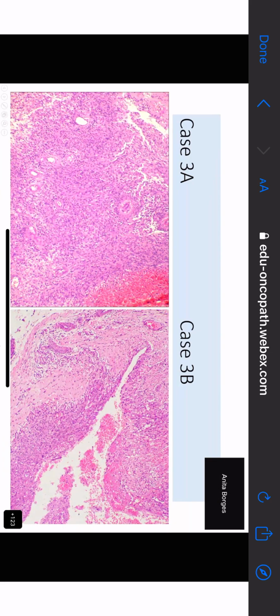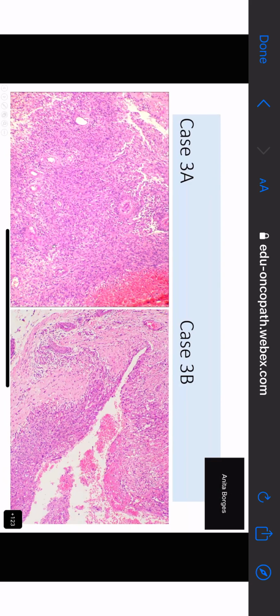And now you can see both at reasonably similar power. And what do you see? The similar observation, and in case 3A, there are a lot of smaller vessels with hyalinization, and spindle cells and clear cells arranged in slightly haphazard fascicles, like short interlacing. Here it looks like sheets, no?